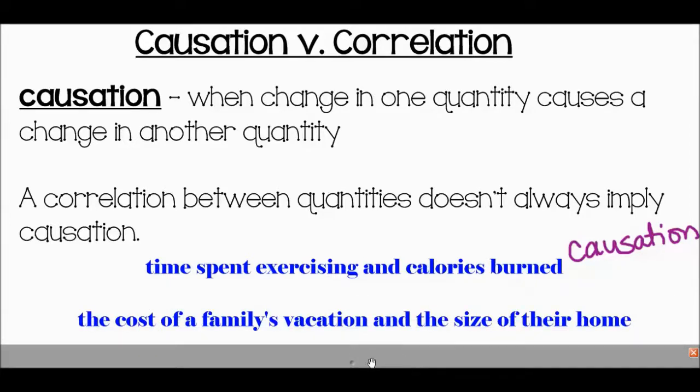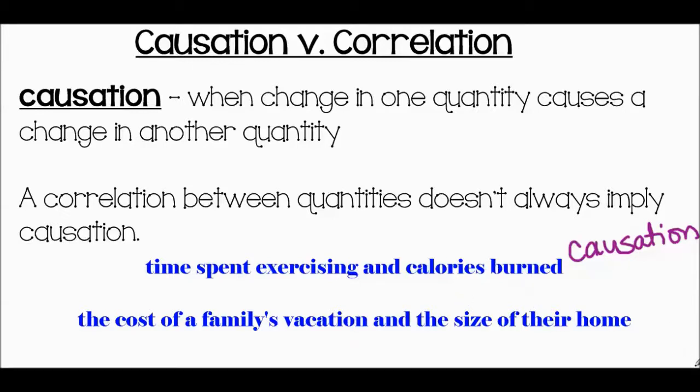The time exercising causes those calories to be burned. Here's a different one though. The cost of a family's vacation and the size of their home. Now think about that. Think about somebody that takes very elaborate vacations. They go to Disney World twice a year. They go on a cruise in the summer, and then in fall break they go somewhere. They're always on the go. They typically have a big house, and if you've never been on vacation, it doesn't mean you don't have a big house, but it means you probably have a more moderate or a smaller home. So there is a relationship between these two things. It may not be an extremely strong correlation, but there is something there. However, how much money you spend on your vacation doesn't cause your house to be enormous. It doesn't cause the other one.